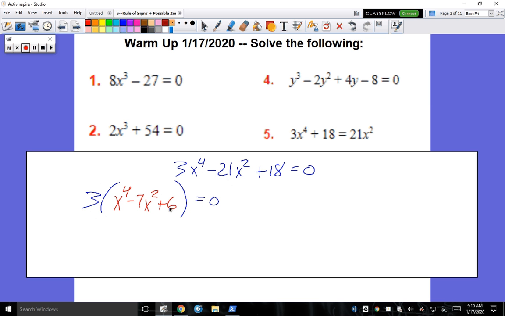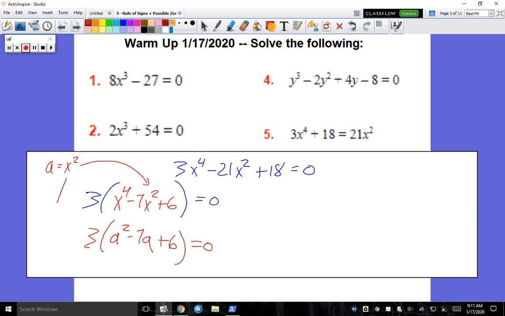Some people would say a equals x squared. Remember, we experienced this in our notes, so that you could write a squared minus 7a plus 6. Then solve for a, resubstitute back in your x squared, and solve for x.